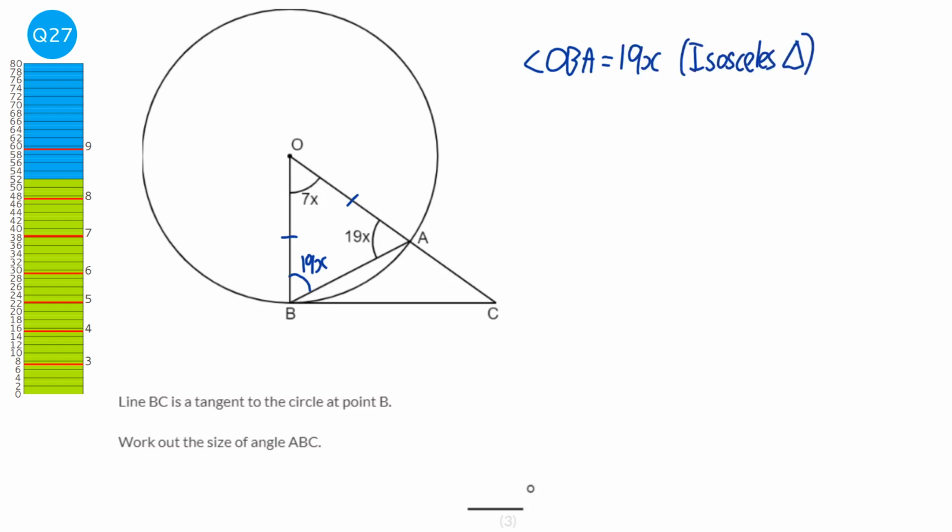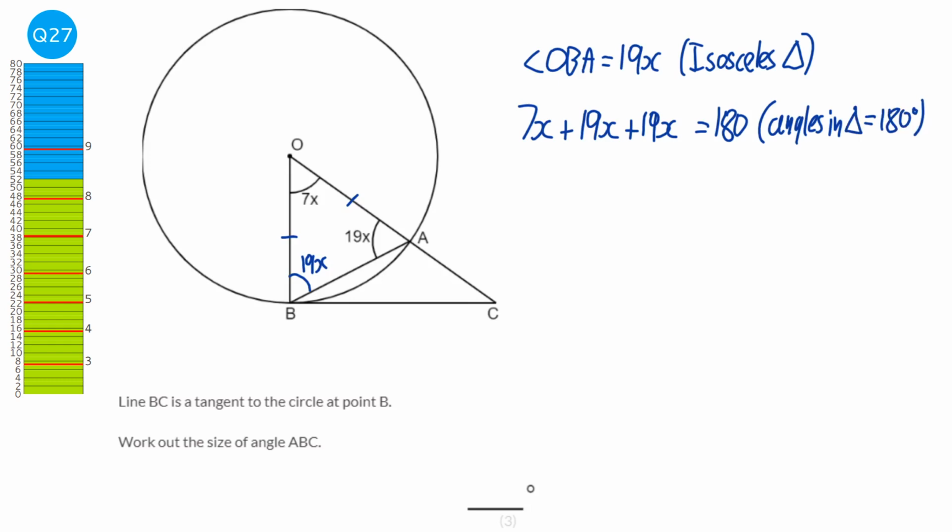Okay, so we know these two are equal. Well, we also can work out x because, as I said before, we have a triangle here. And all angles in a triangle add up to 180. So we've got 7x plus 19x plus 19x equals 180 degrees. And this is angles in a triangle equal 180 degrees. Try and write out these reasons in full. Okay, so that's going to be 45x equals 180. And let's get our solving lines in. And we're just going to divide both sides by 45.